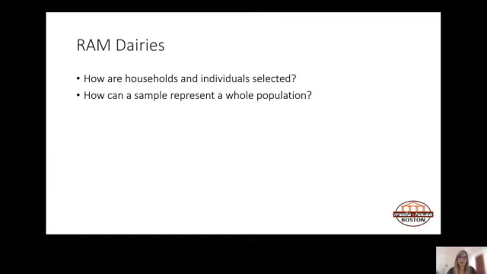So if you look at our RAM diary, it measures the following: which radio stations the respondent listens to on each day of the week, how long the respondent listens to each station, where the respondent was listening to the station, what device they're listening on, and their favorite radio stations.